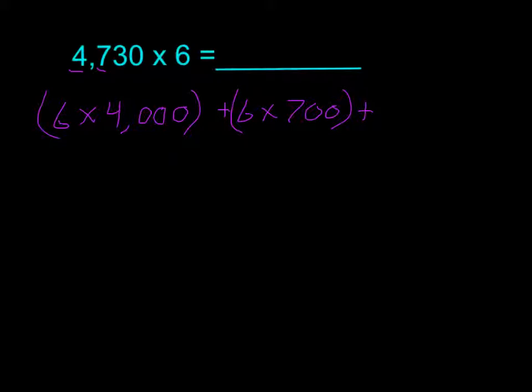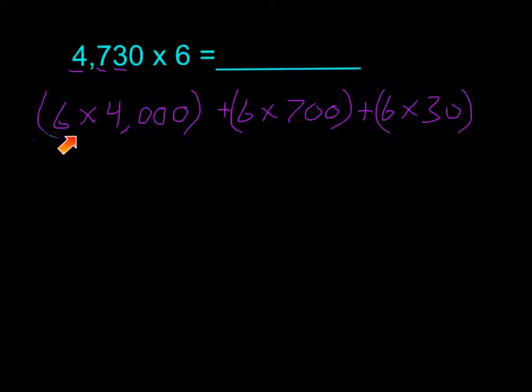Plus 6 times my value of the 3 there, which is 30. Now, because in my 1 section, all I have there is a 0, that's just going to add us in another 0 there. So we're good with this. Because 6 times 0 is going to be 0, and we'd just be adding in 0. So here we go. Let's go ahead and figure out this first one right here.